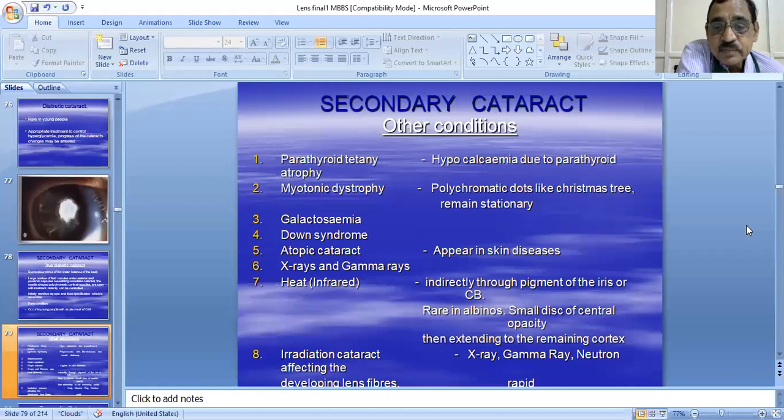Heat. Infrared rays act usually indirectly through the pigment of the iris or ciliary body. It is rare in albinos, and a small disc of central opacity occurs, then extends to the remaining cortex. These people are in glass blowers' factories. They are affected with this heat cataract, and a true exfoliation will be present in the glass blowers' factory workers. Irradiation cataract affects the developing lens fibers; X-rays and gamma rays we have already seen.